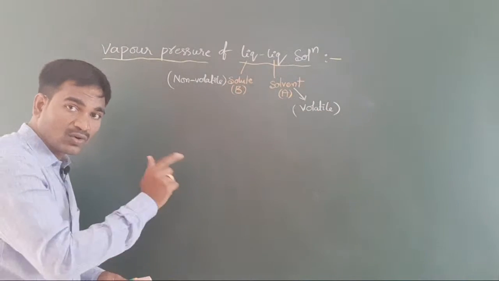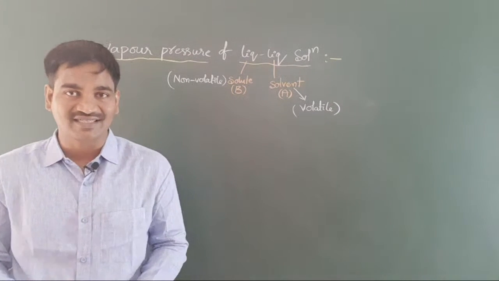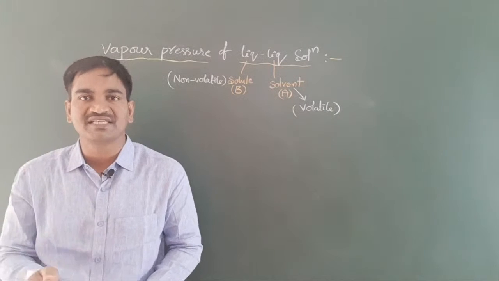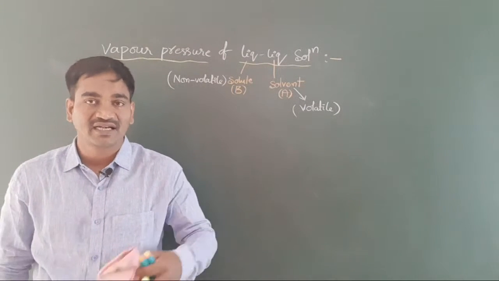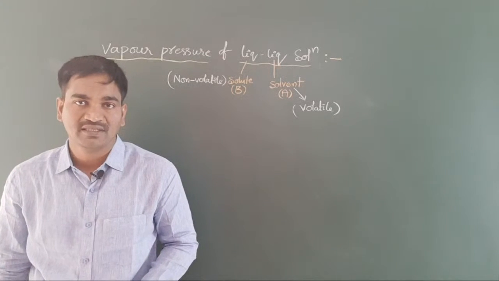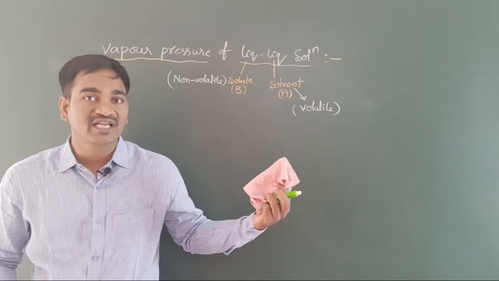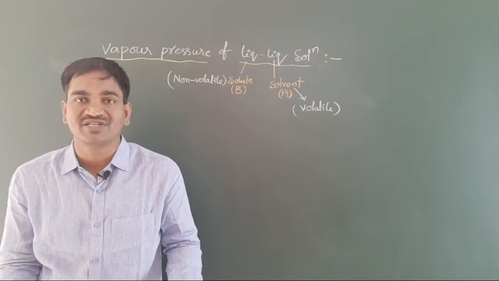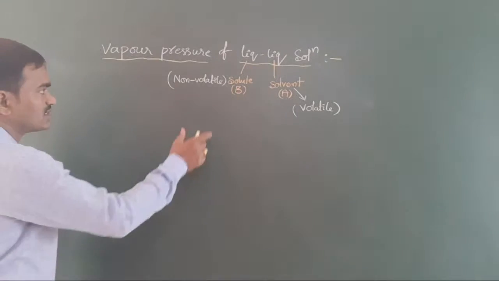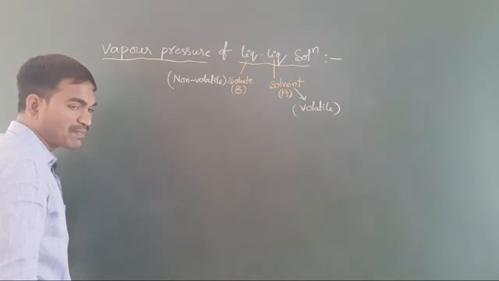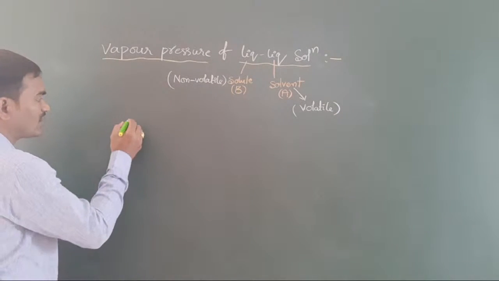Solvent is volatile. Okay, so in the last class we discussed that both liquids were volatile liquids, so we applied and derived two equations of Raoult's law in different cases. But here the concept is different. Here, solute is non-volatile. Non-volatile means no vapor pressure, simply we can say that. So now you have to apply Raoult's law for this. You all know very well.